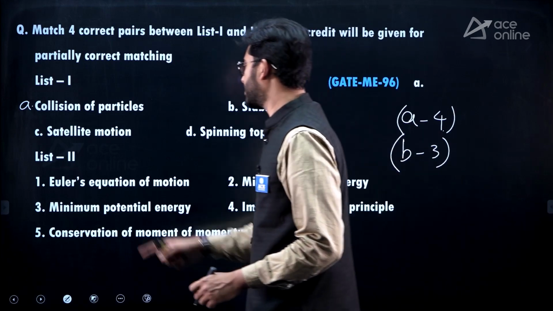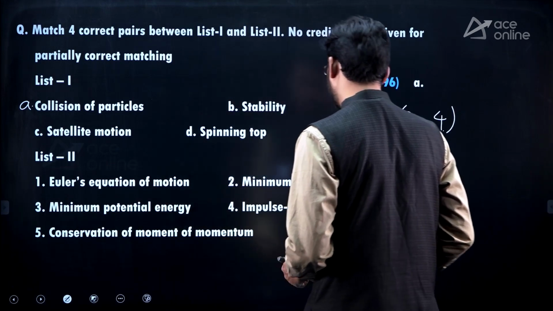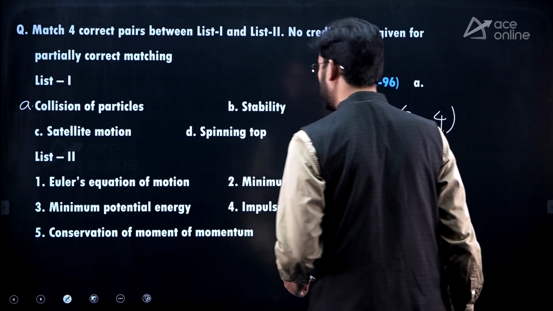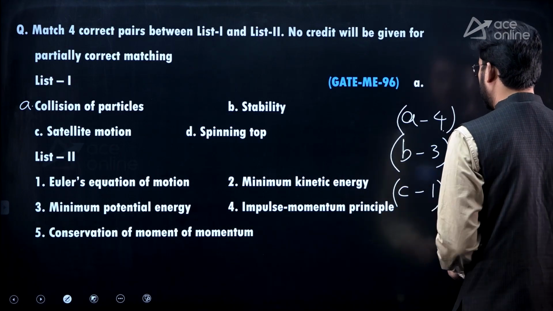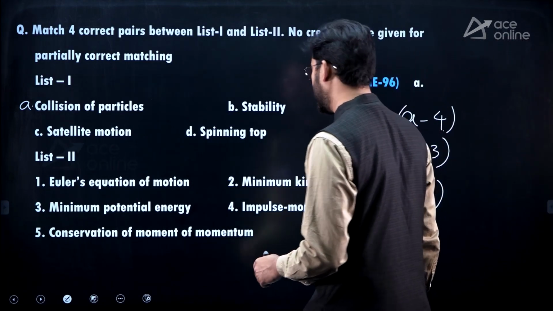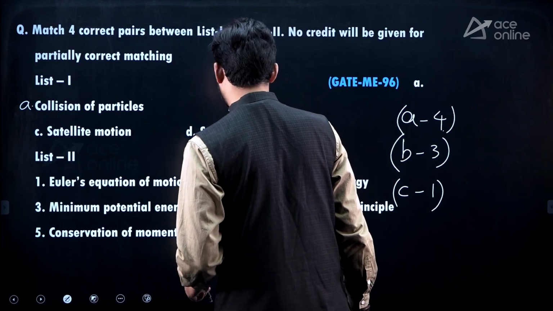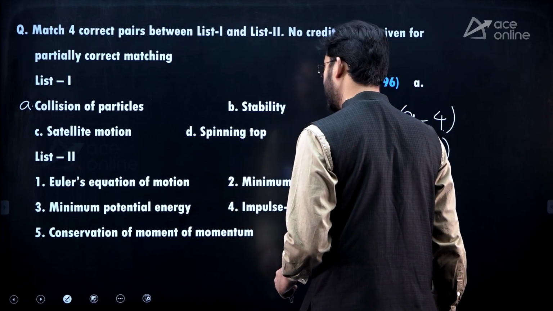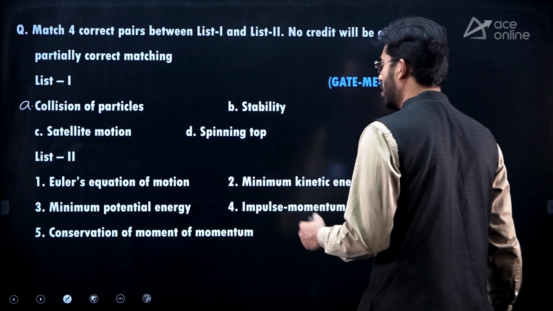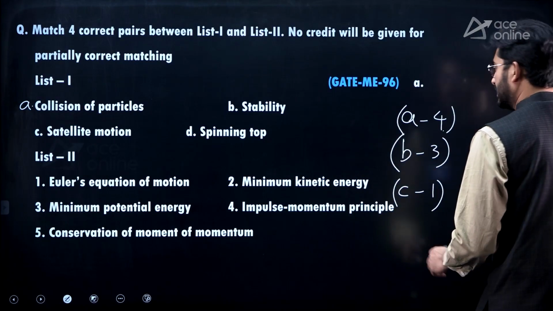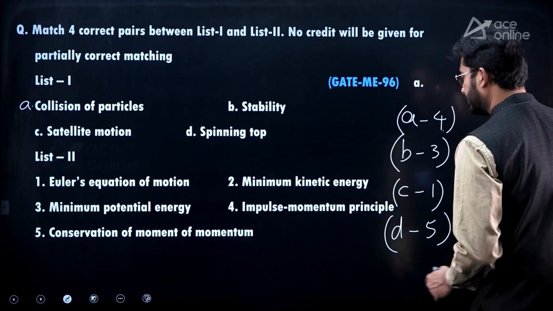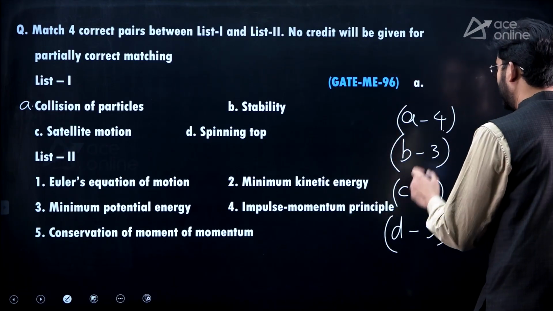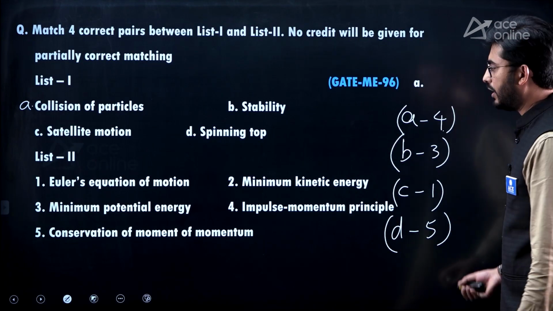Next is C, that is satellite motion. Satellite motion is associated with Euler's equation of motion, that is C1. A4, B3, C1, and D is spinning of top. Spinning of top is associated with conservation of moment of momentum, that is D5. So A4, B3, C1, D5 is the correct combination.